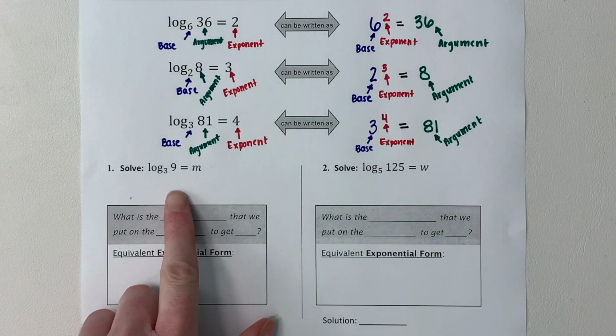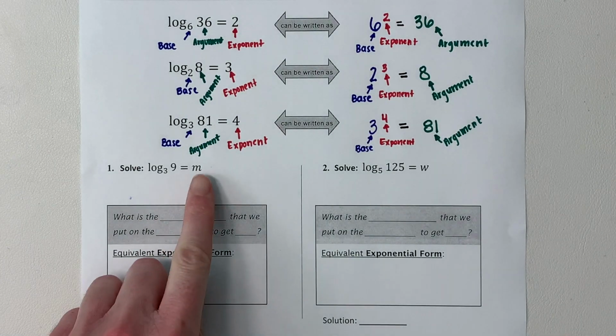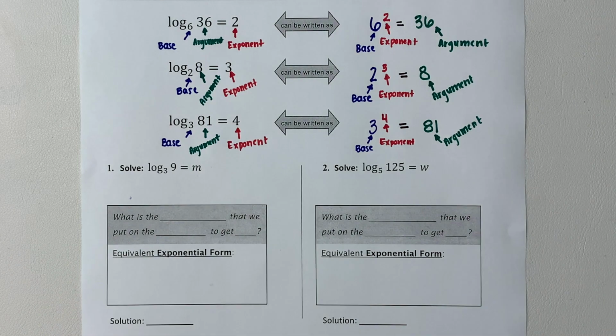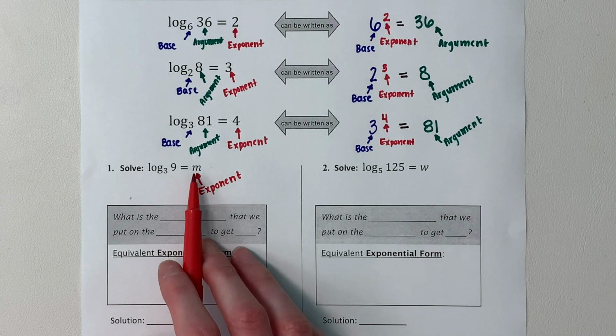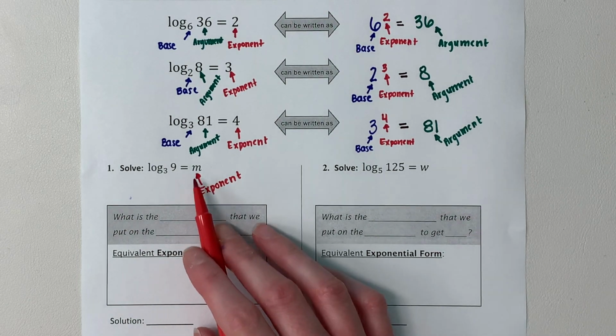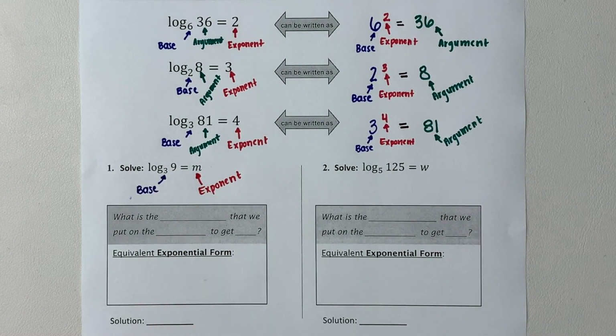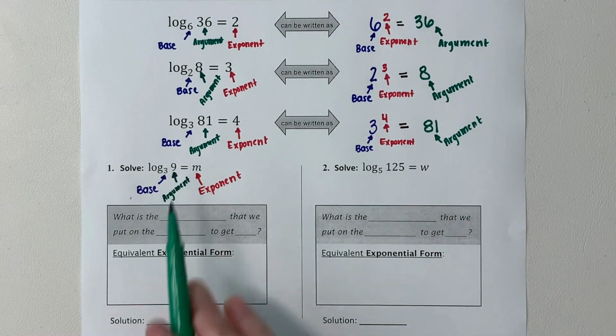Let's take a look at example 1 here. Example 1 asks us to solve for m. What is m? Remember, a log is always equal to an exponent. So m is our exponent, and m is the exponent that we need to put on the base 3 to get the answer or the argument 9.